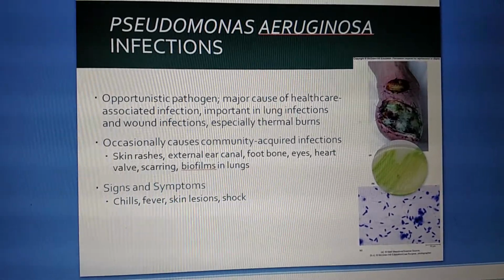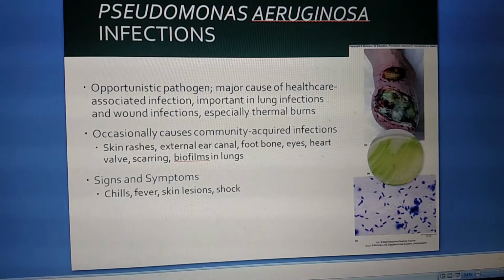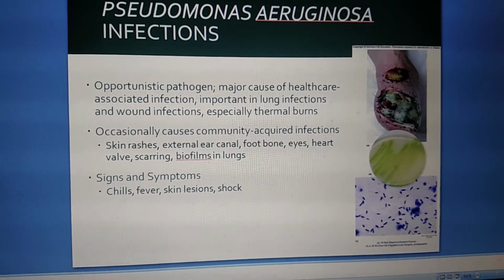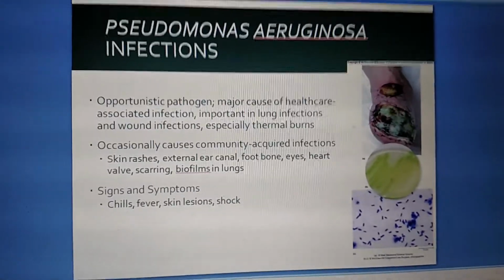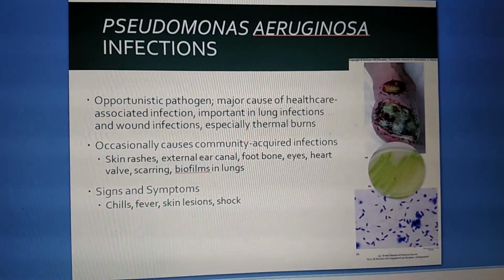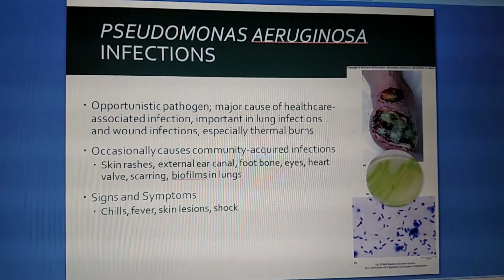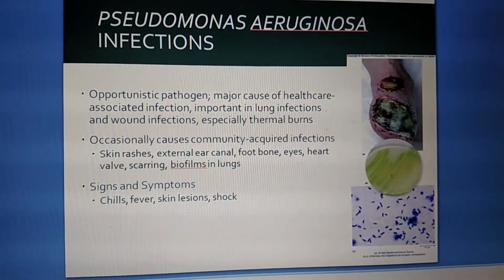It can sometimes cause community-acquired infections, things like skin rashes, scarring. You can get biofilms in the lungs sometimes. Signs and symptoms of these infections include chills, fever, skin lesions, shock. I want you to notice the growth on the foot and on the Petri plate here.